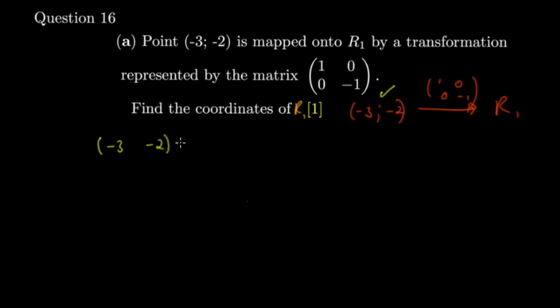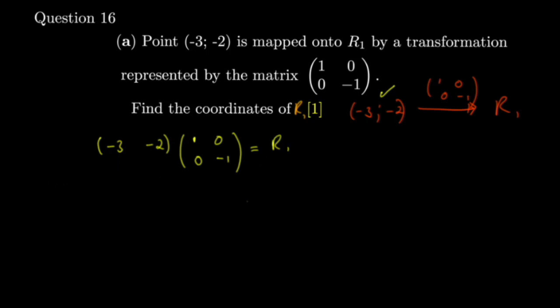This is your original point in matrix form. So it's a row matrix. That's what we did. And then you multiply by the transformation matrix. You should get the mapping. So you should get R1 here.